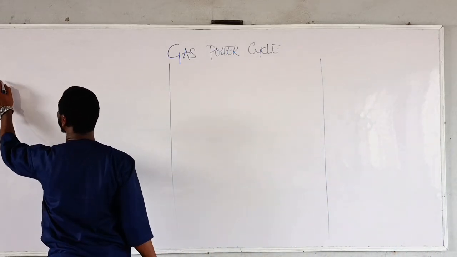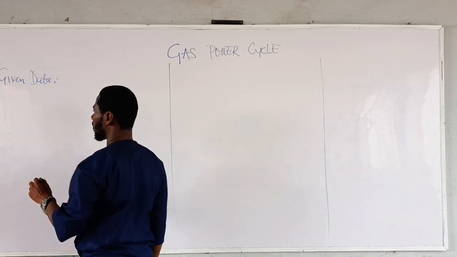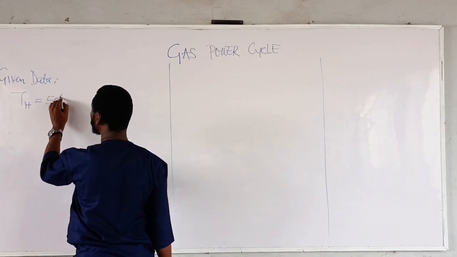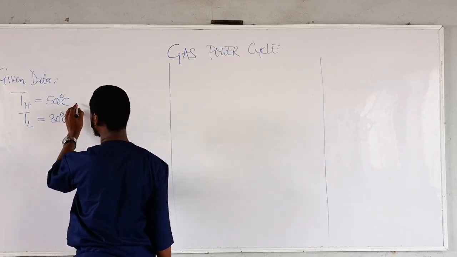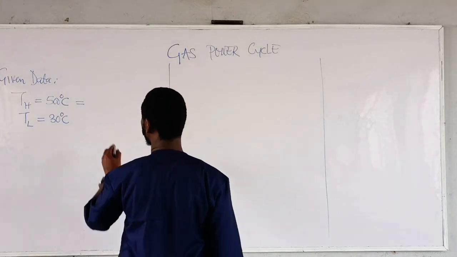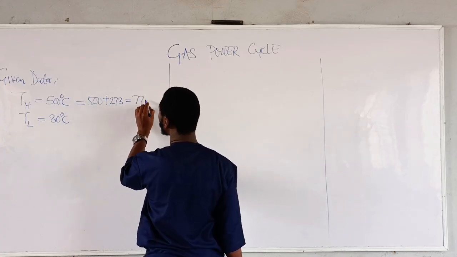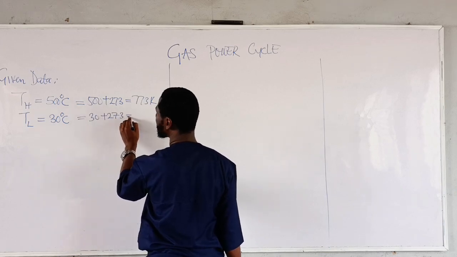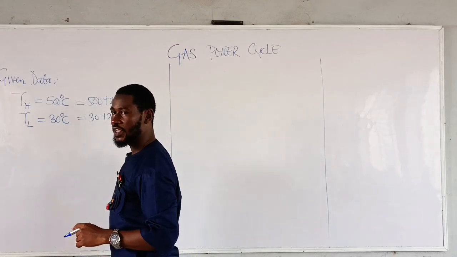Step 1, the given data. Heat is added at TH of 500 degrees Celsius. TL is 30 degrees Celsius. 500 plus 273 gives 773 Kelvin, and 30 plus 273 gives 303 Kelvin. So what else are we given?